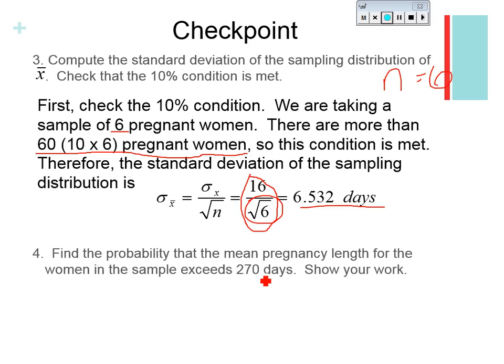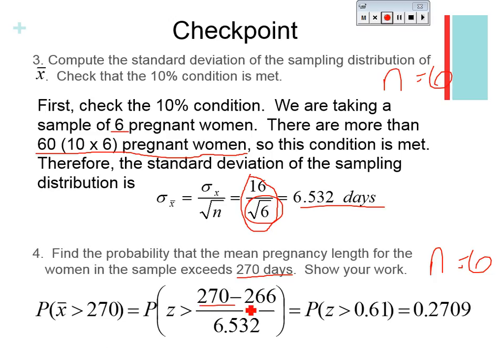So to find the probability that the mean pregnancy length for the women exceeds 270 days, and this is once again when n equals 6, I'm going to do the z-score, which would be 270 minus 266 divided by this standard deviation that I got from here, 6.532, which gets a z-score of 0.61. And then if I do the normal CDF from 0.61 to E99, I get a probability of 0.2709.